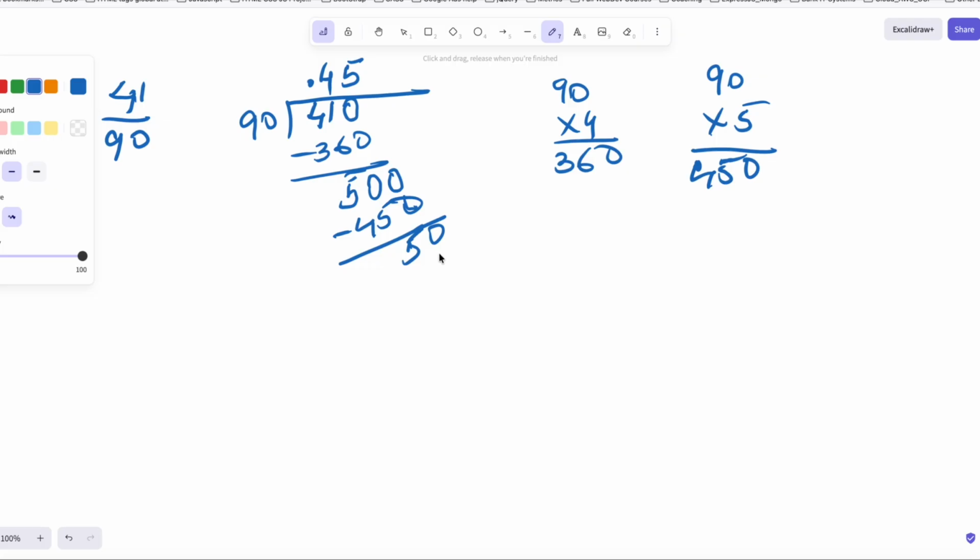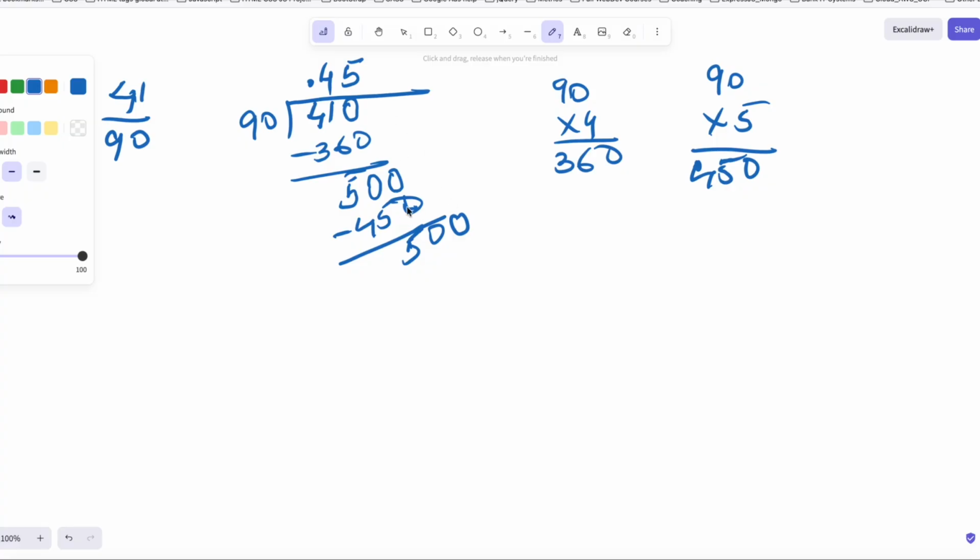Now obviously 50 is smaller than 90, so 90 won't go into 50 as it is, right? So what do you do? You have to find a way to make 50 bigger. How do you do that? You can give yourself one free 0, just one, right? You can't keep adding zeros if this number was still smaller than 90. One free 0, you get 500.